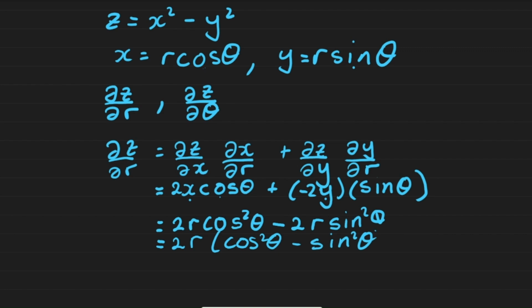sine squared theta. So this does look familiar. What this is, it's equal to cos of 2 theta. This is a double angle formula. So you can check that up in your high school trigonometry if you really want to. So this is going to simplify to 2r cos of 2 theta.